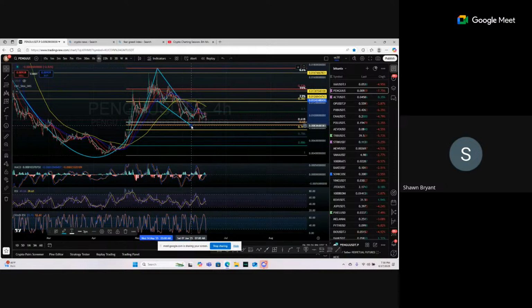This pullback is going to be nasty, and the reason why is because it popped out so strong. Because it popped out so strong, it made people who weren't in the market feel dumb, and it made people who were in the market feel like kings and queens. So you have two groups of people who don't want to lose their position.